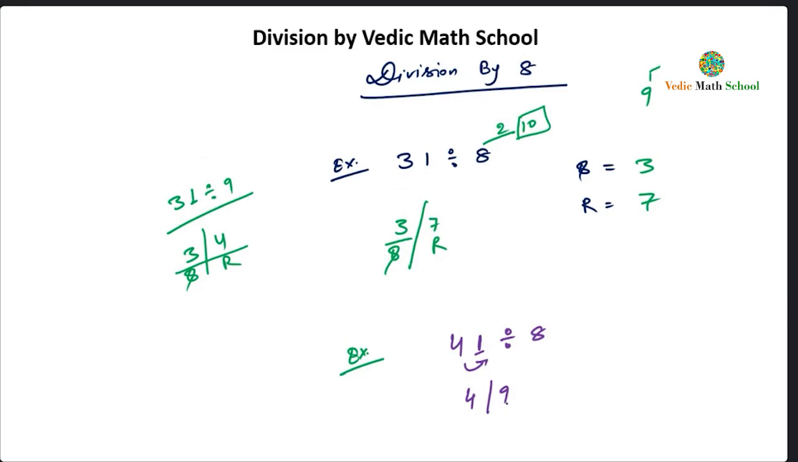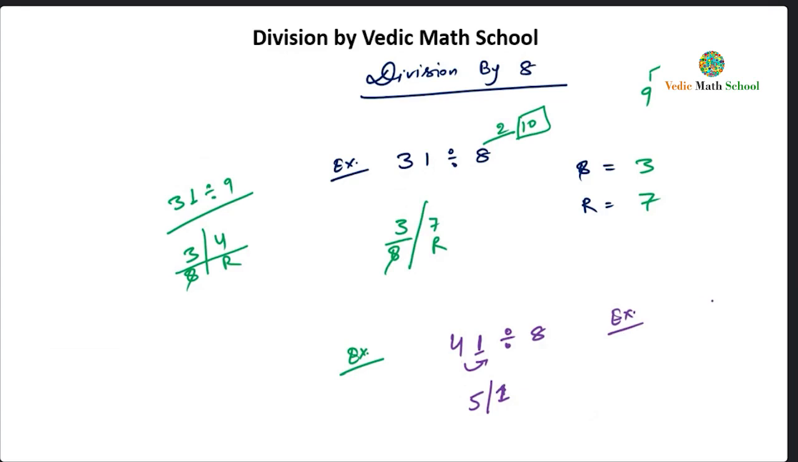Now look at this. This 9 is what? Greater than your divisor 8, right? So what are we going to do? We will subtract 9 minus 8, that is 1. So 1 is the actual remainder and this 4 will become 5. Now has everyone understood it? If you don't get it, take one more example.